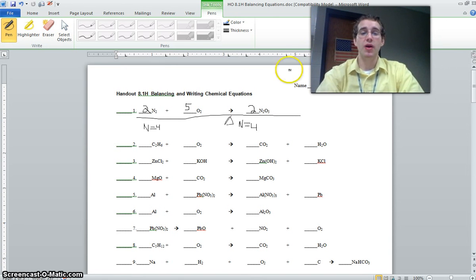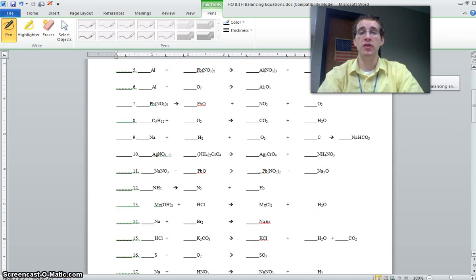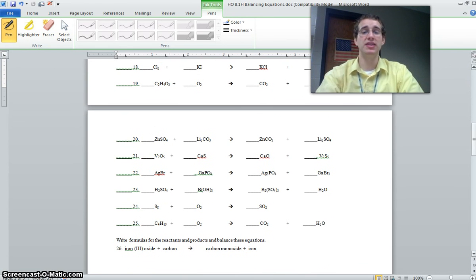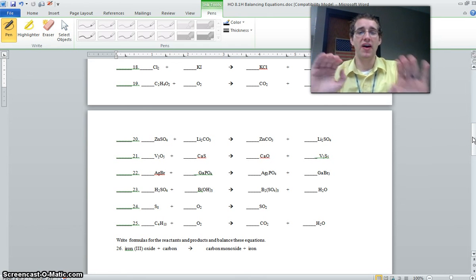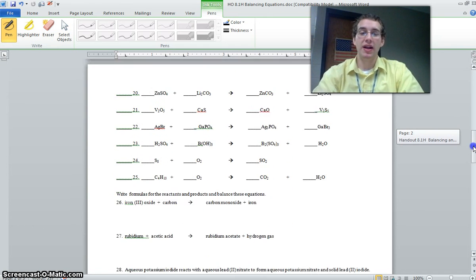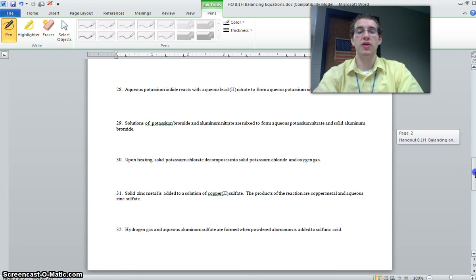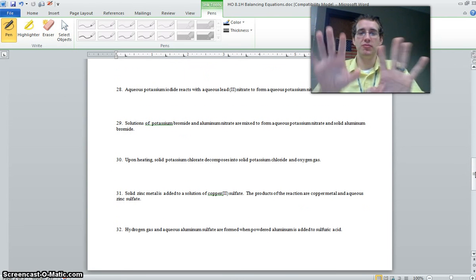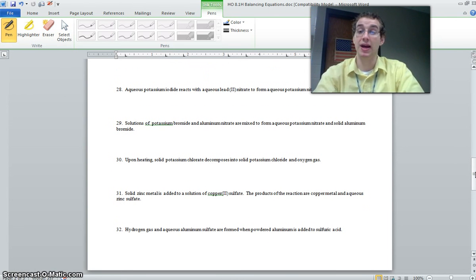For tomorrow, please fill in numbers 1 through 25. Got to do a little practice. Try balancing these different chemical equations. If you feel bold, challenge questions: if you finish 1 through 25, balancing those coefficients, before the end of the hour, go ahead and work on 26 through 32 for me. Those are kind of challenging. Give them a shot. We're going to talk more about those when I come back and see you.